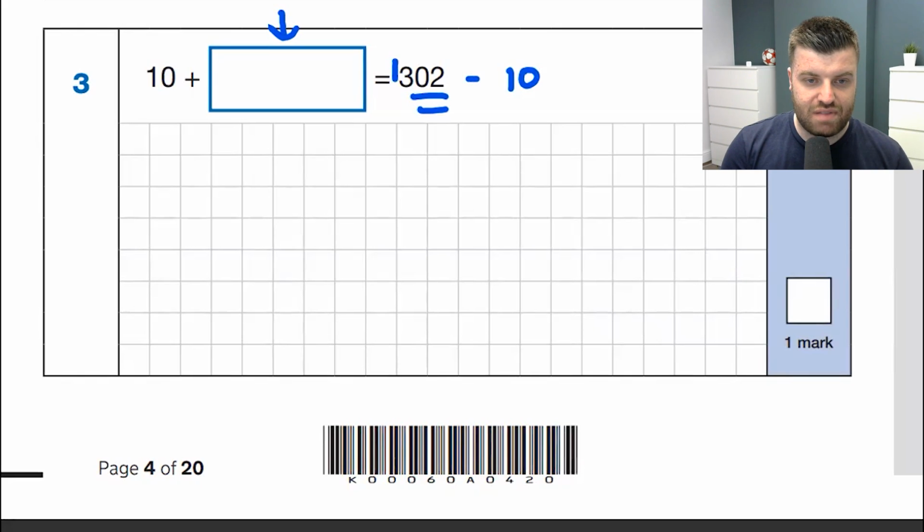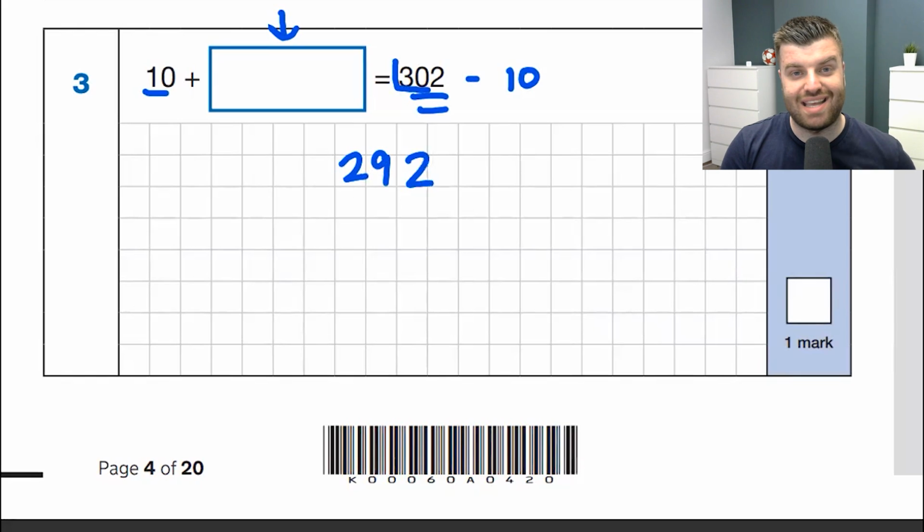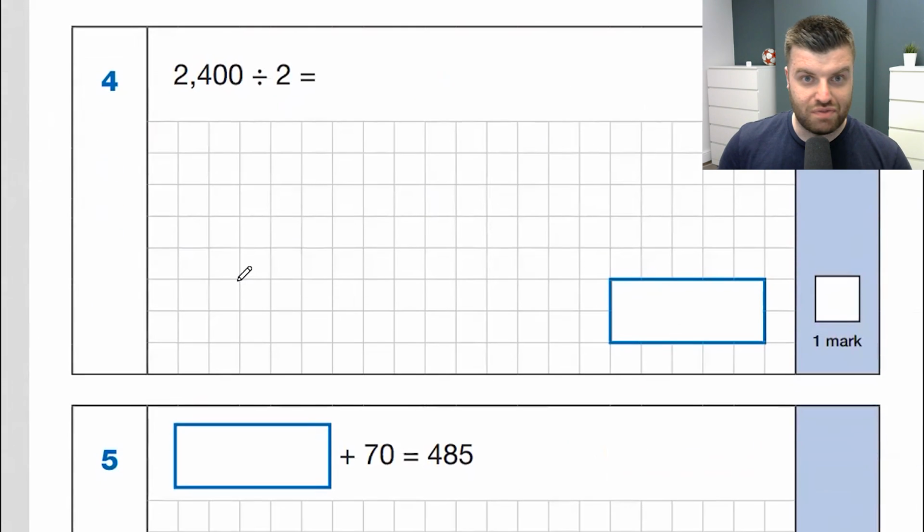Or I like to think of this as 30 tens. So if I have 30 tens in my number, take away 1 ten, I'm left with 29 tens, and the 2 stays in the ones column. The answer is 292.